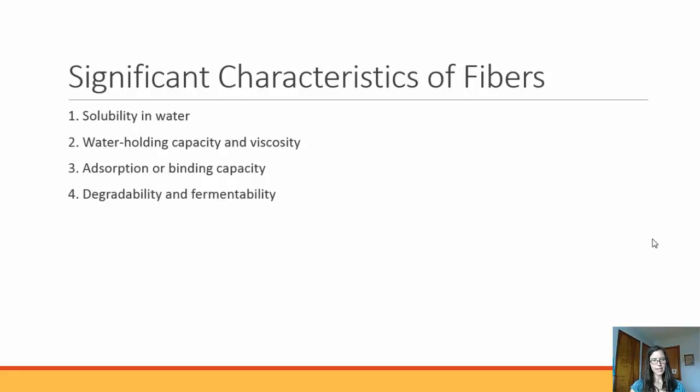So we have four main characteristics of fibers that we're going to discuss, and some of them are overlapping. So number 1 and number 2 overlap quite a bit. Number 1 is solubility in water. Number 2 is water holding capacity and viscosity. 3 is adsorption capacity, and 4 is fermentability. And we're going to talk about each of those and how they contribute to health benefits of fiber.